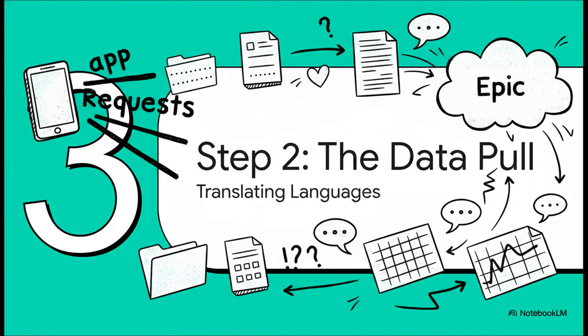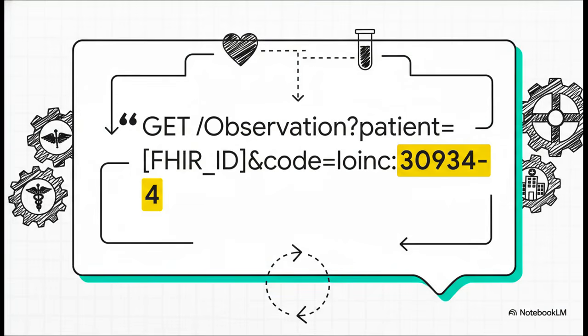All right, step 2, the data pull. So our app is in the door. Now it needs to get the raw materials for its recipe. In this case, some specific clinical data from the patient's chart. But remember that visitor's badge? The app can't just wander around. It has to ask very politely for exactly what it needs, and it has to ask in a universal language that everyone can understand.